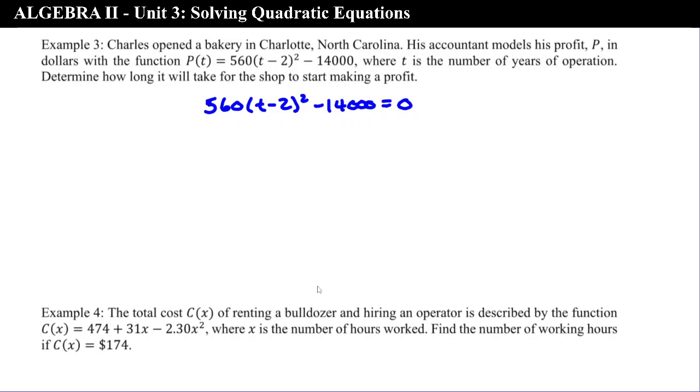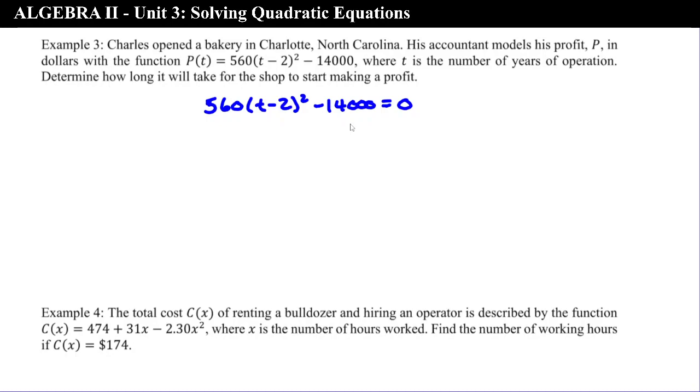By the way, this is a very real-world type of problem. This is what a profit equation would look like. This front part tells you how much profit you're earning or how much money your business is making each year. And this minus 14,000 part tells you how much money you borrowed in the initial cost of starting the business up. Okay? So at some point we're going to overcome that 14,000 deficit, and we're trying to find out when that is going to occur.